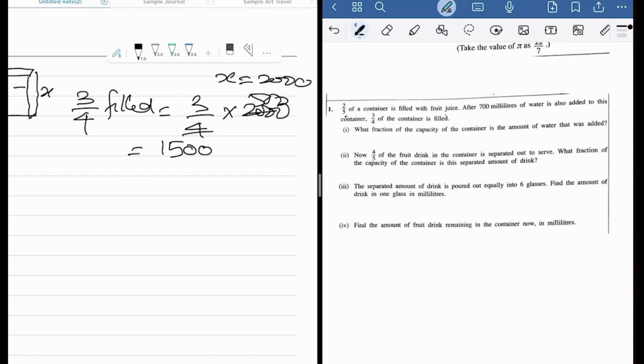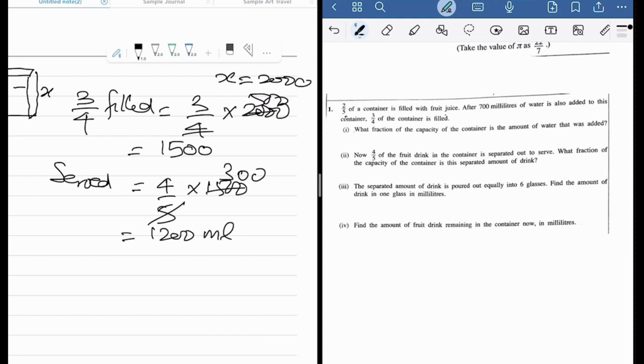But out of that, 4 over 5 is served. Okay, served 4 over 5. So we have to find how much is served. So out of 1500, 4/5, that is going to be equal to 1200 milliliters. So that's what is served out.